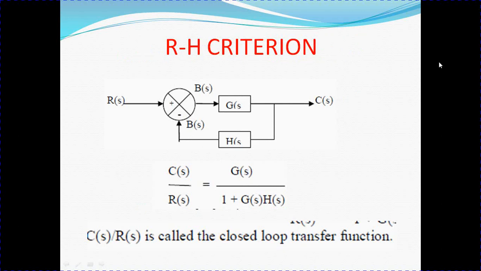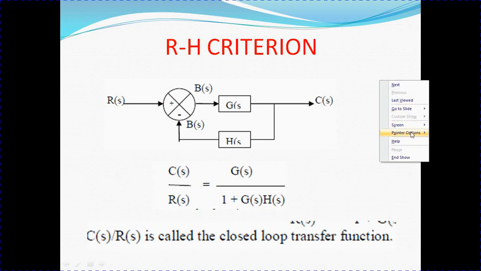Now we are going to start the RH criteria chapter. So this chapter is about determining the stability of the given control system. So here you can see the diagram here.